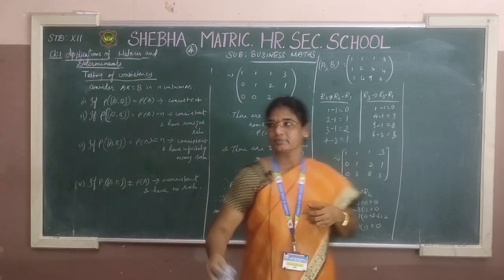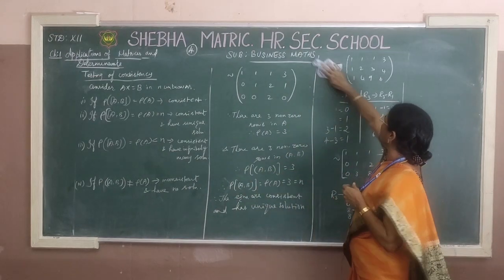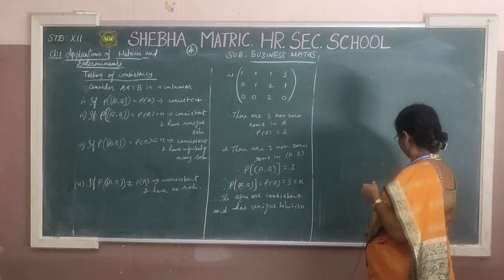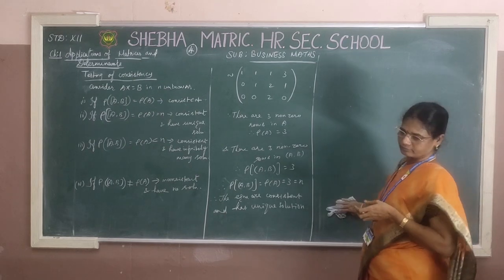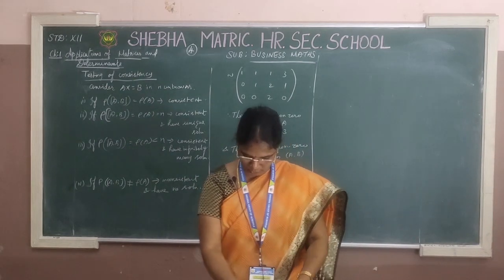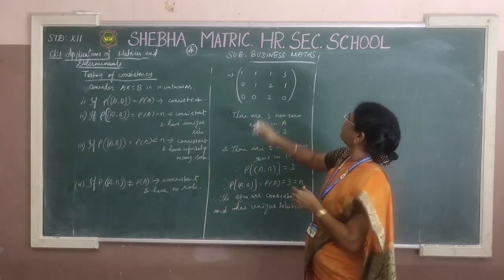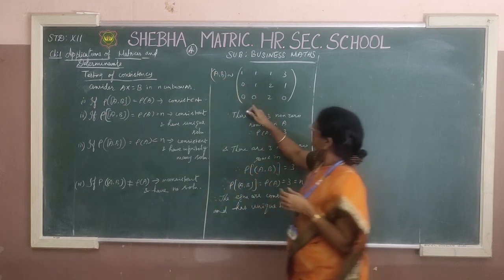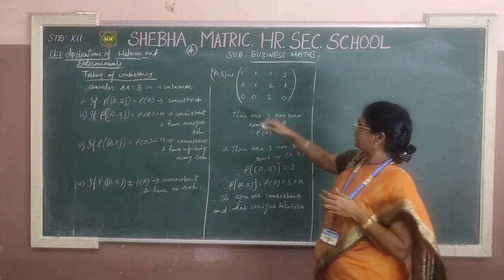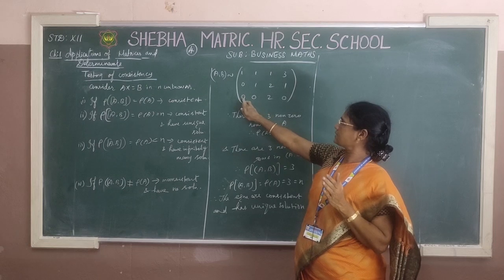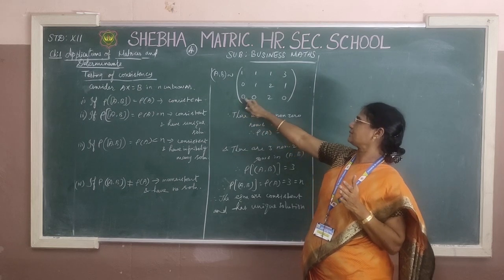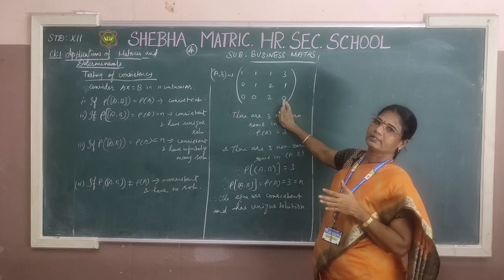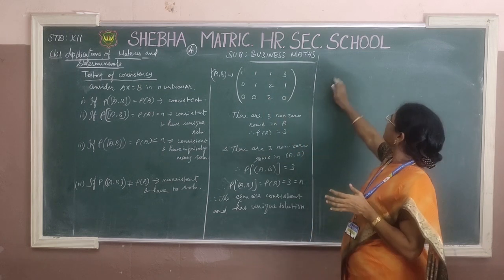Okay. Next, we have to find the solution of the given equations. How to find this? Listen, the augmented matrix A comma B. We have to multiply the first element by x, the second element by y, the third element by z, equal to the fourth column element.